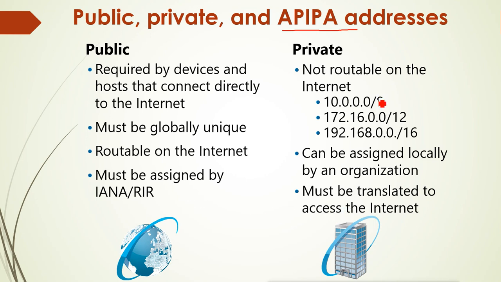Now this is the range of the private IP we have in all three classes. Class A, we have this range 10.0.0.0/8. Then in class B we have 172.16.0.0/12. Then in class C we have 192.168.0.0/16. This is the range we have for the private IP addresses in class A, B and C. This is for class A, this is from class B, and this is from class C.